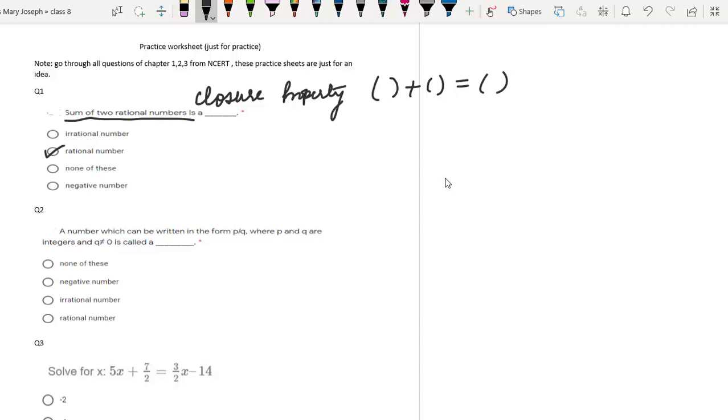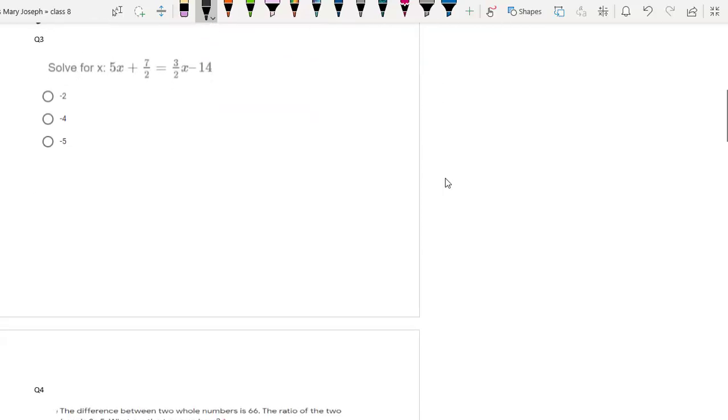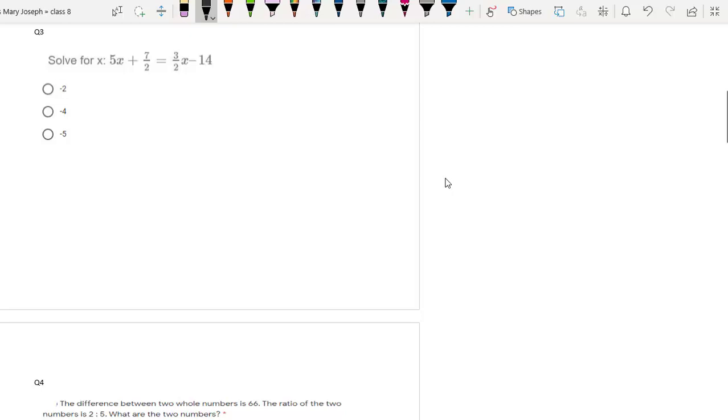Question number 2, a number which can be written in the form p upon q, where q is not equal to 0 and p, q are integers, is known as a rational number. Solve for x. 5x plus 7 by 2 equal to 3x minus 40. So we all know what we do in these questions.